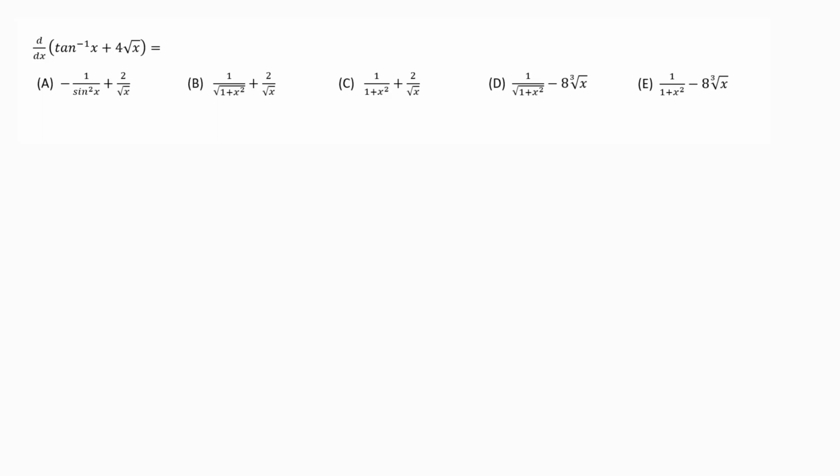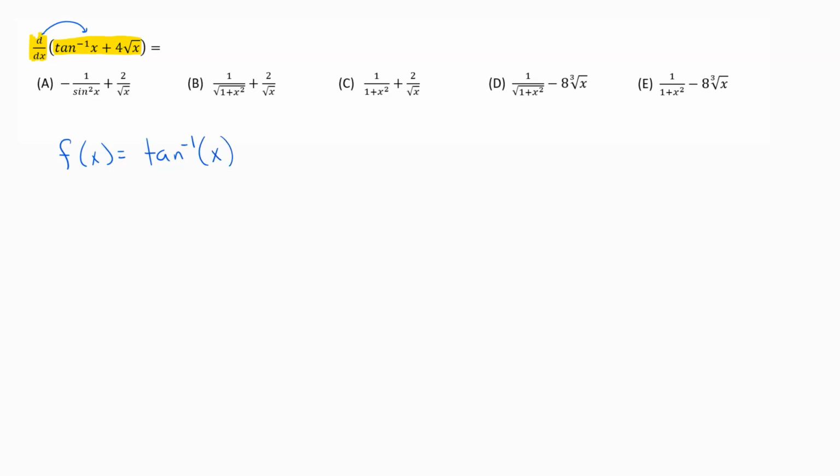Here we're being asked to find the derivative of this given equation: tangent inverse of x plus 4 square root of x. That d/dx up in front is just math talk saying take the derivative of all of this stuff. When I go to do a problem, I like to set it up as f prime of x. It just makes more sense to me.